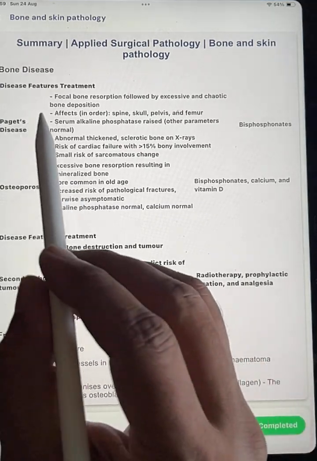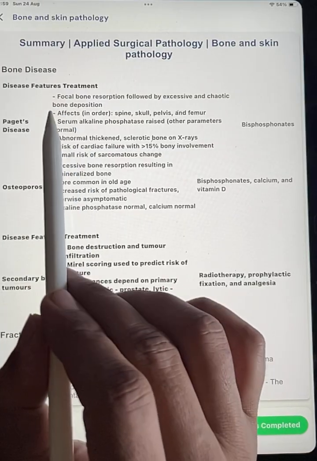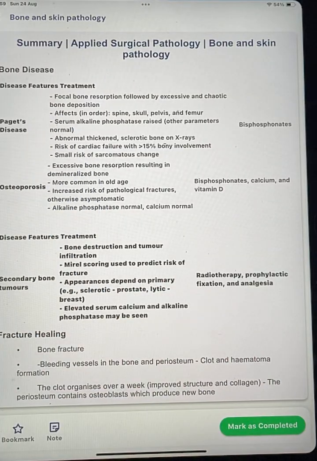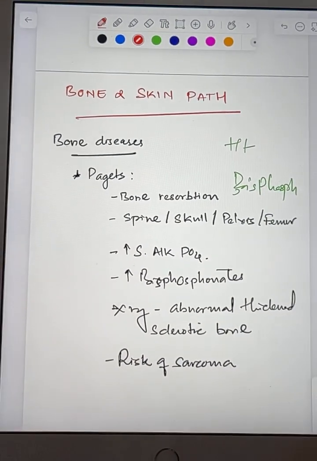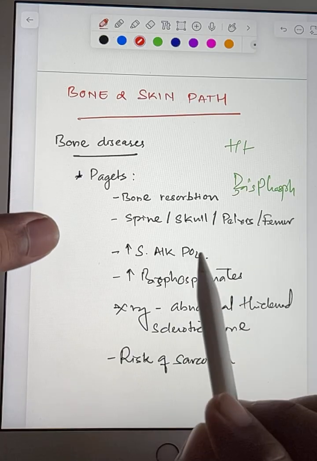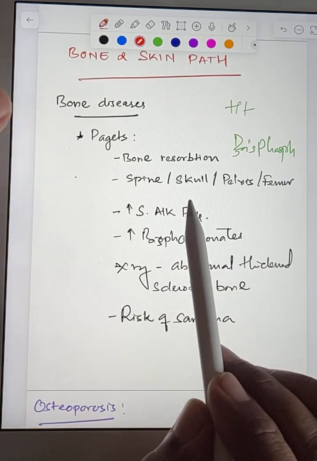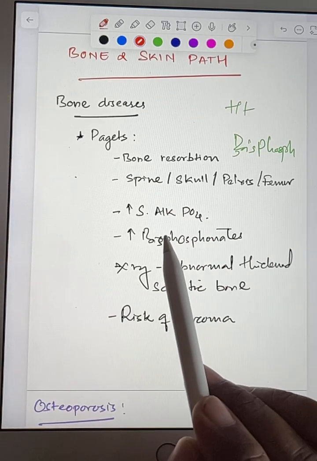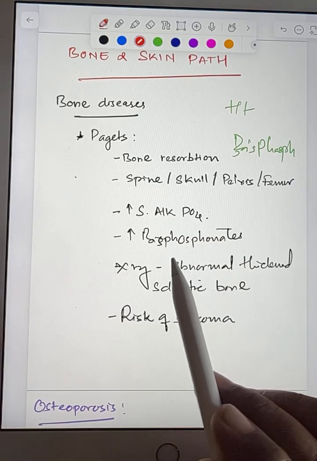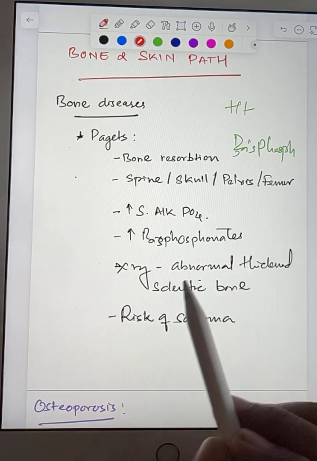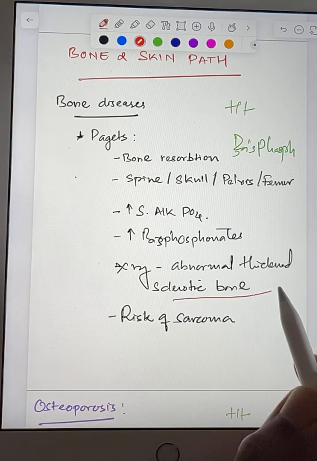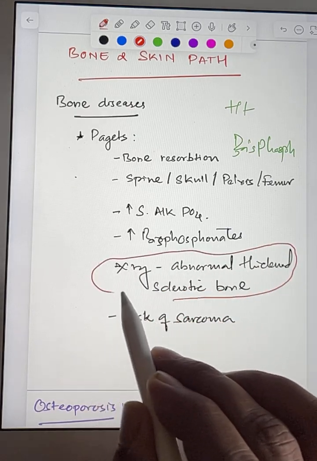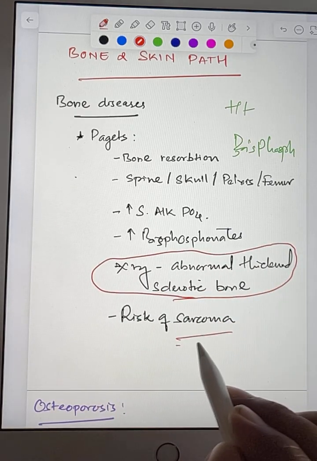This is bone disease: features and treatment of Paget's disease of the bone. First is Paget's disease of the bone. Bone resorption, spine, skull, pelvis, femur, increased serum alkaline phosphatase. Bisphosphonates are the treatment. X-ray shows abnormal thickening of sclerotic bone. This is the X-ray finding. It can lead to sarcoma.